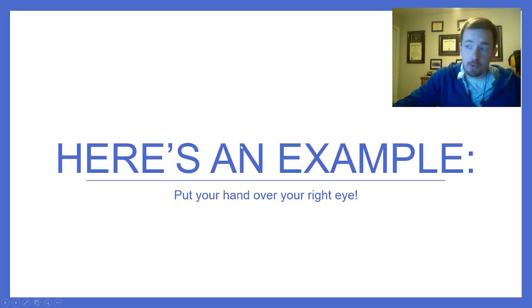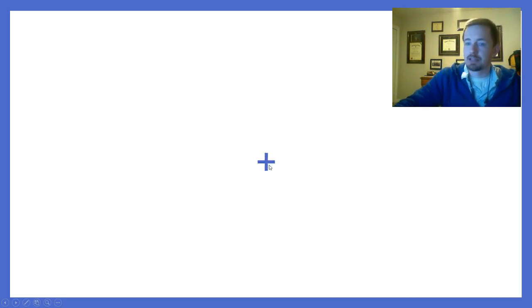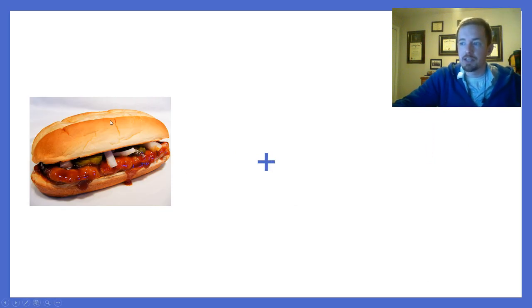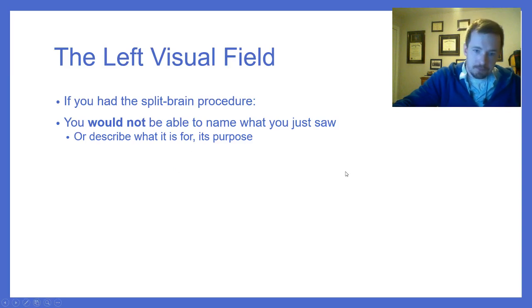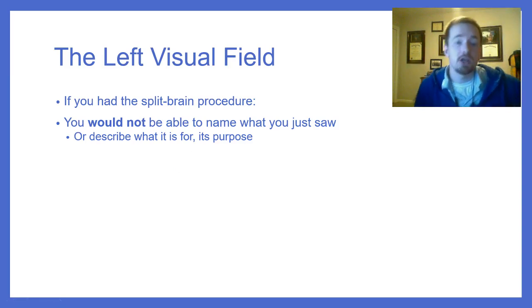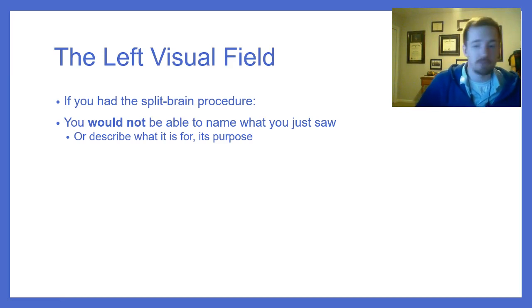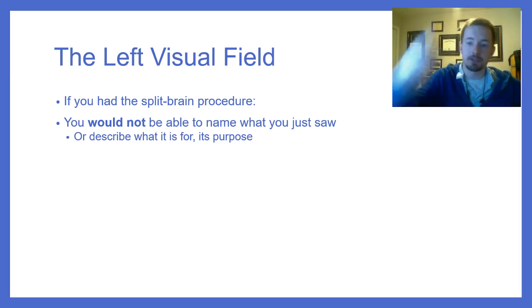So here's another example. Let's say that you're checking this out. You've got your hand over your right eye, and so you see this particular thing right here flashing in that visual field. If this was a split brain procedure, you would not be able to tell me what it was you just saw. You'd probably be able to tell me that maybe you saw something, but you wouldn't be able to articulate what it was, because the left hemisphere is all about language, and because this was in the left visual field, it goes over to the right hemisphere.